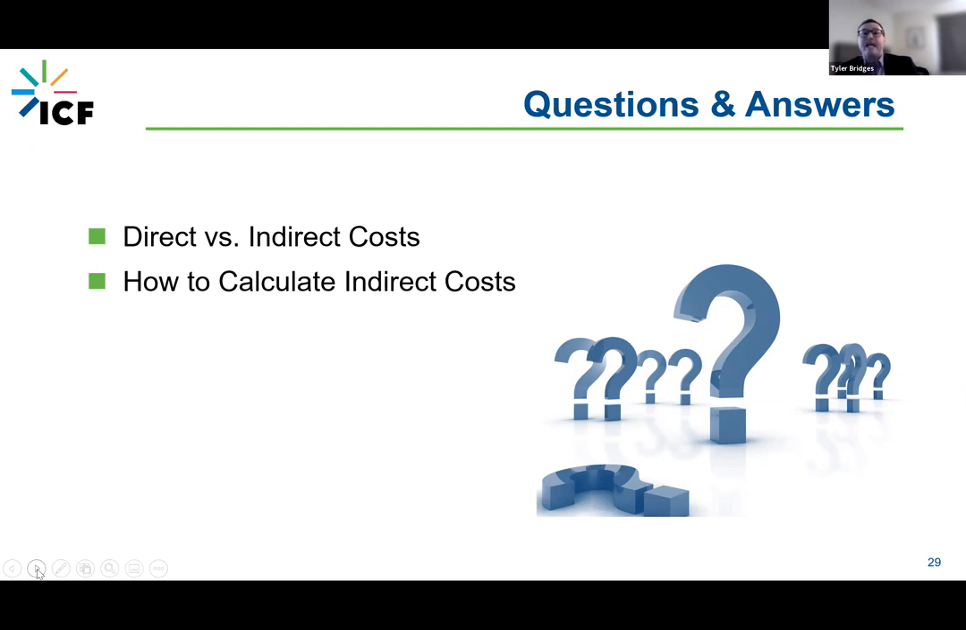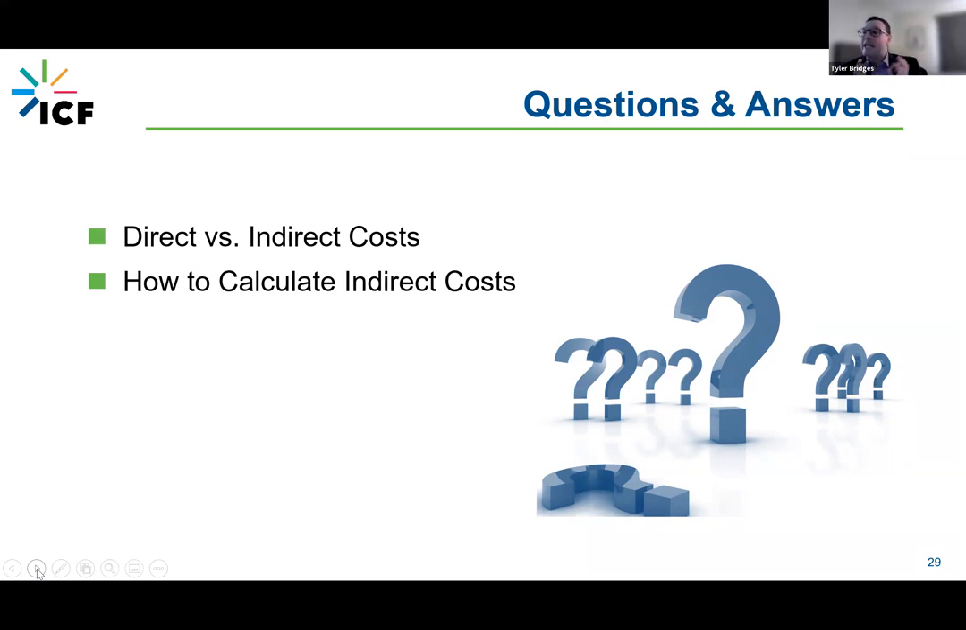De minimis is a new byproduct of recent changes to 2 CFR 200 within the last few years. It is, I think, amazing. I think it's a great way for subrecipients to recoup indirect costs easily without having to meet the documentation thresholds that would be required by the NICRAs and the cost allocation plans.